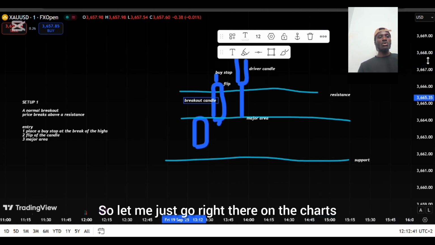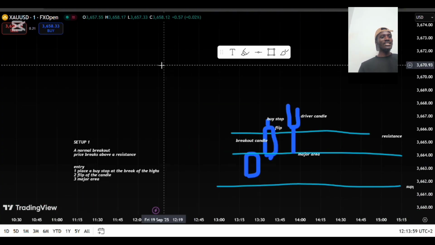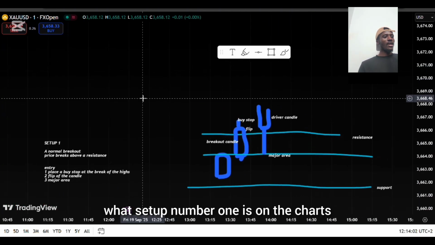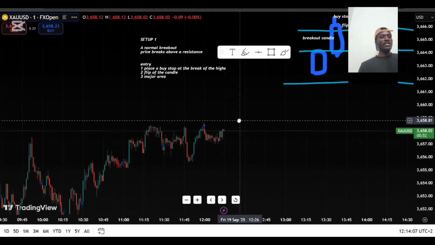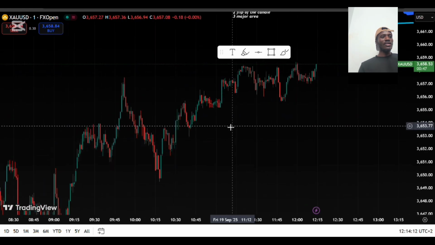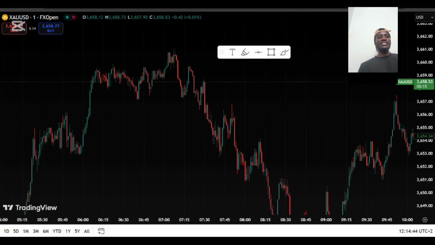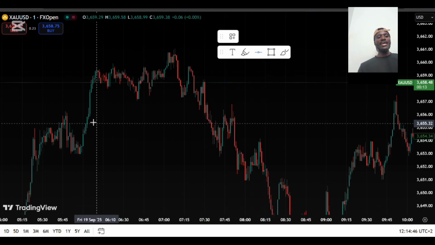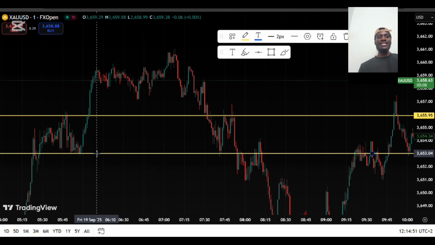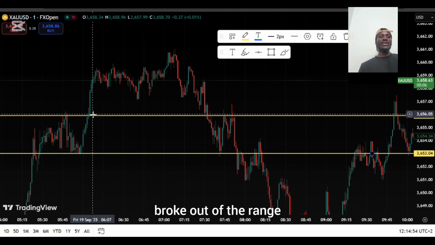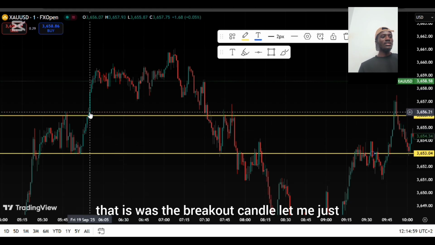So let me just go right there on the charts and show you guys what setup number 1 is on the charts. And let me find a perfect example. Right there. So first thing, I draw my resistance. Then the second thing, I draw my support, right? The area between the support and resistance is a range, and right there is my breakout candle. You can see that that candle broke out of the range, and what happens next? Price went up, right?